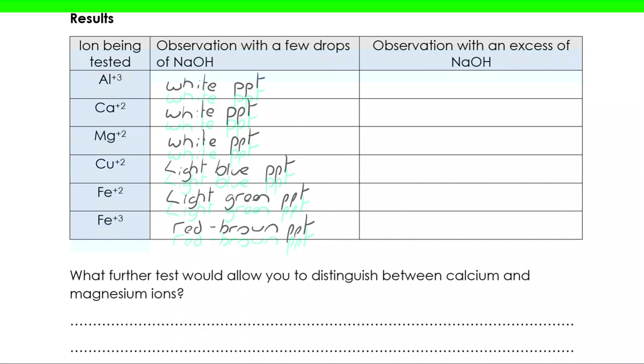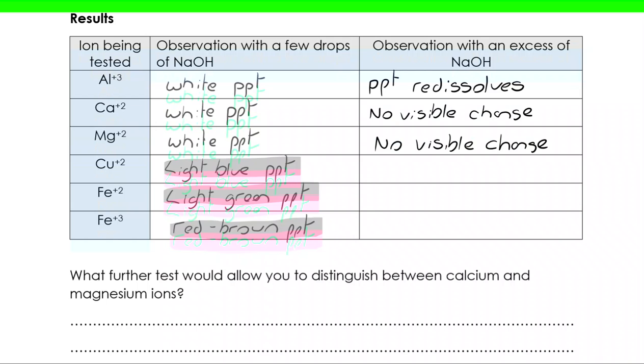Now what we've got straight away are 3 tests that clearly identify the substance that we're interested in. If we get a light blue or a light green or a red-brown precipitate on the addition of sodium hydroxide, we have proven the presence of copper 2, iron 2 or iron 3 respectively. Now we can't necessarily separate out aluminium, calcium or magnesium ions. But if we add an excess, what we see is that the precipitate redissolves with aluminium. But if we look at calcium and magnesium, there's no visible change.